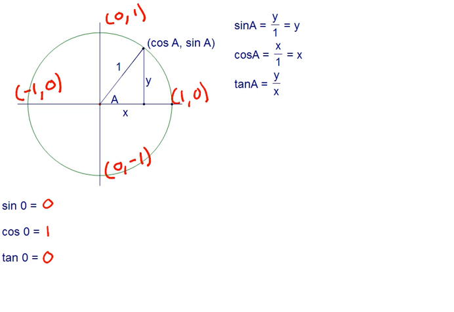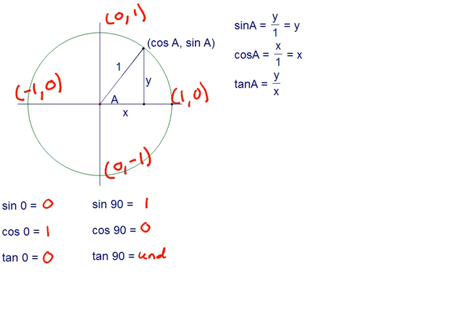Next, we're going to look at sine, cosine, and tangent of 90 degrees. So we're going to be looking at this point right here, which is (0, 1). We know that sine of the angle we're talking about, a 90-degree angle, is equal to the y value, and cosine is equal to the x value. So sine of 90 is 1, cosine of 90 is 0, and tangent of 90 is the y value over the x value, which is 1 over 0. We can't divide by 0, so we say that tangent of 90 is undefined.